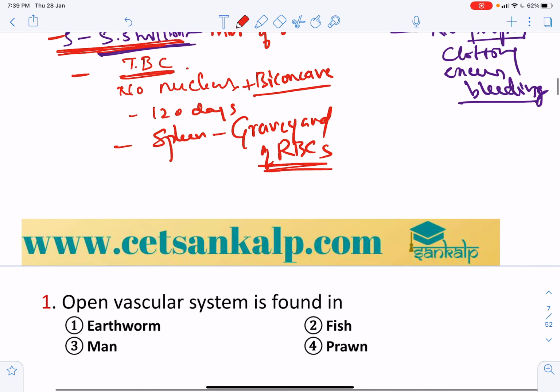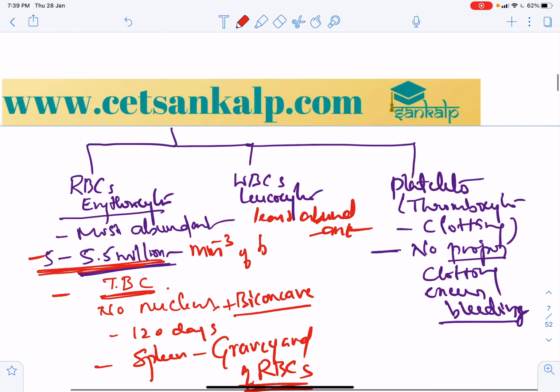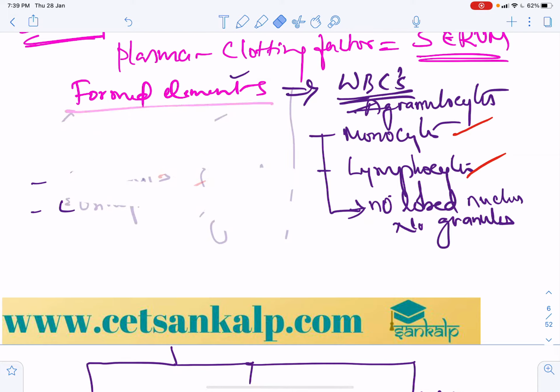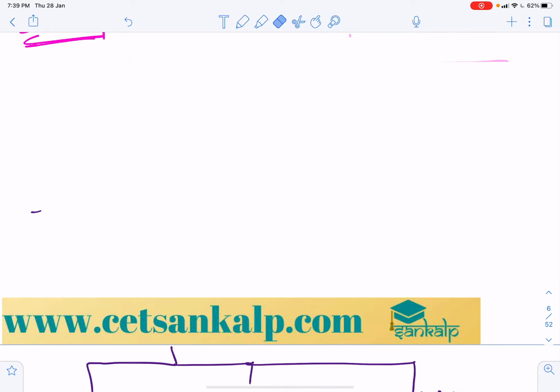Now let us have some questions. Before that, I will mention what exactly the WBC is. Here we may get questions related to this, and I will give one chart related to these things. In case of leukocytes, that is WBCs, there is no hemoglobin, hence they are not red in color.